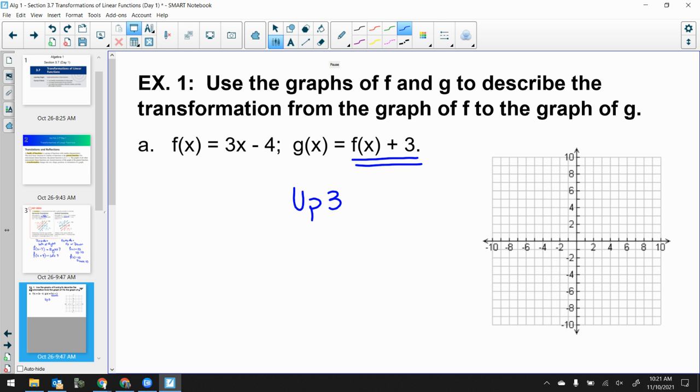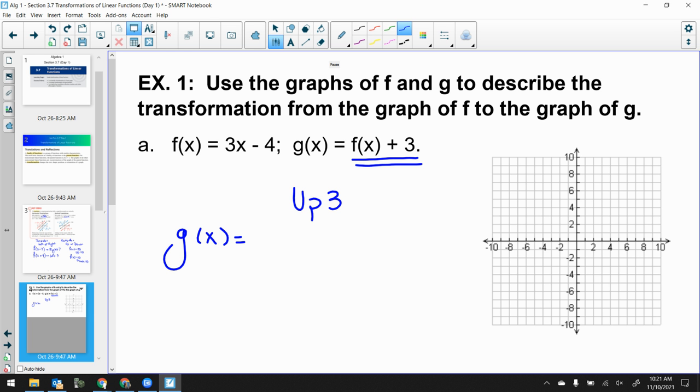Now, we could go and graph it and actually physically move the points up 3 units, but that doesn't tell us what's going on with our equation. Here's how to work with the equation. We said that g of x is going to be f of x plus 3.